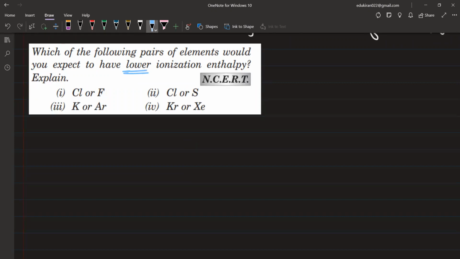NCERT is expecting that you should know the periodic table. You should know the relation between fluorine and chlorine, which is above. Do they have the same group or the same period? Similarly, chlorine and sulfur, what is the similarity here? Okay. Let us see.